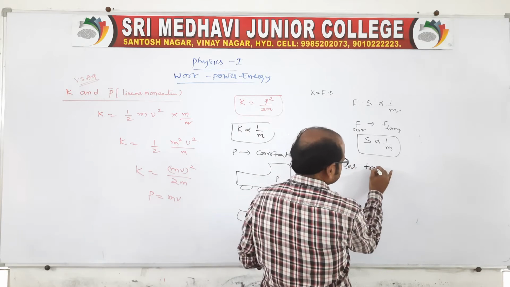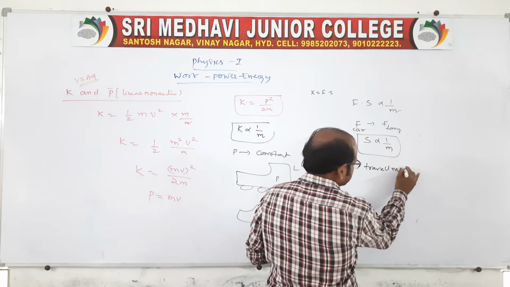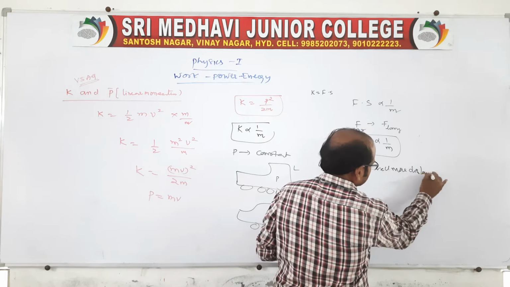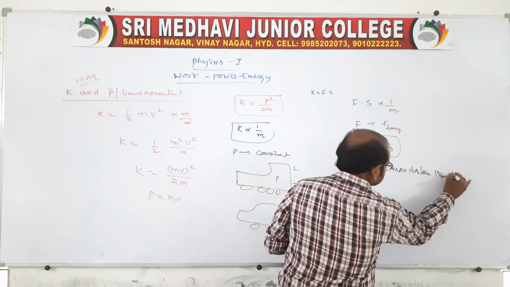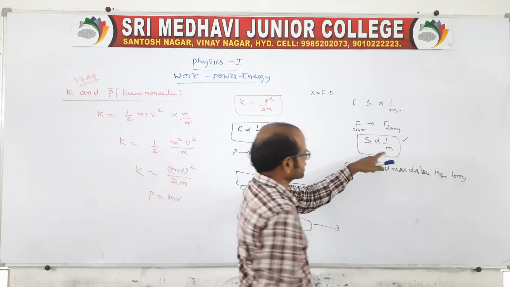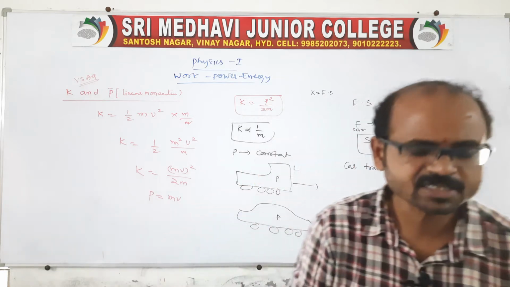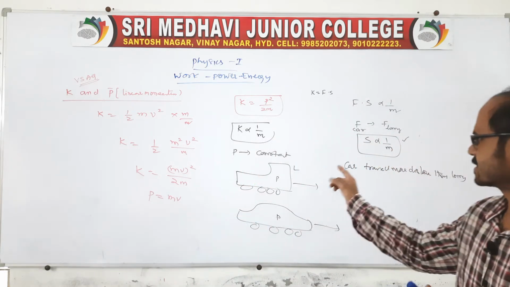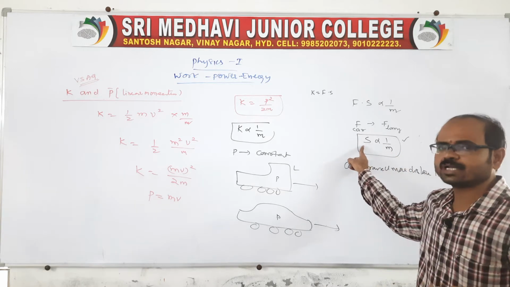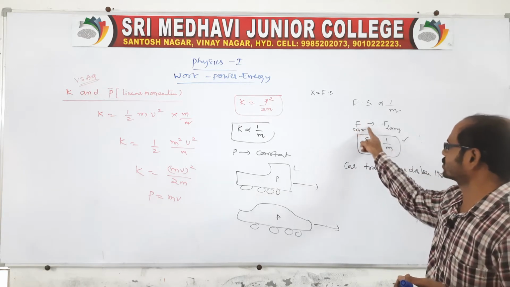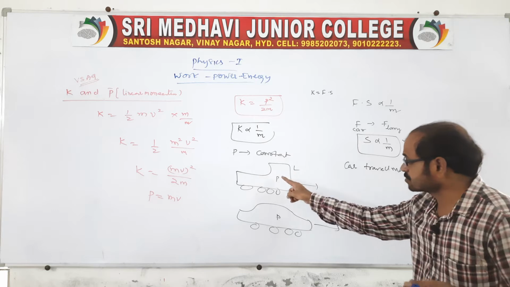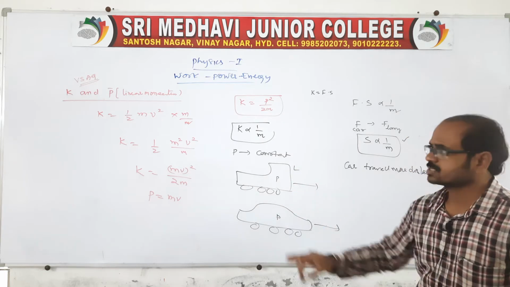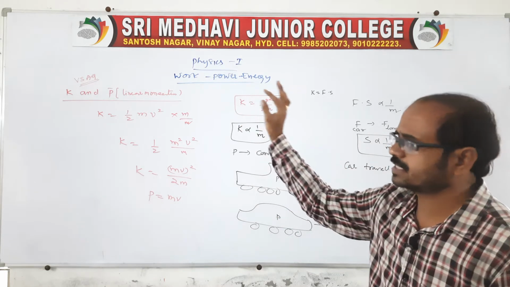Car travels more distance than the lorry, because the relation is S inversely proportional to m, no? Heavier mass travels less distance. Less mass travels more distance when the braking forces are applied to both car and lorry. For that case, momentum should be constant. So this is the relation between kinetic energy and momentum.